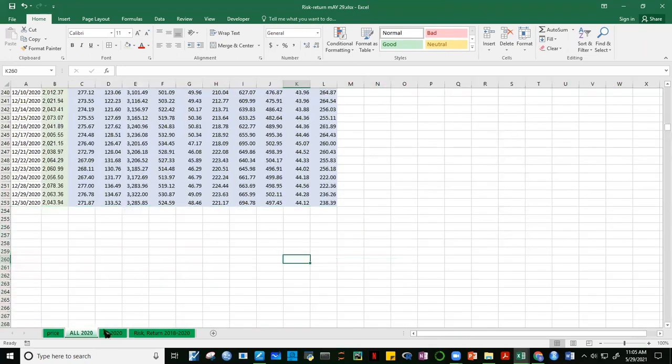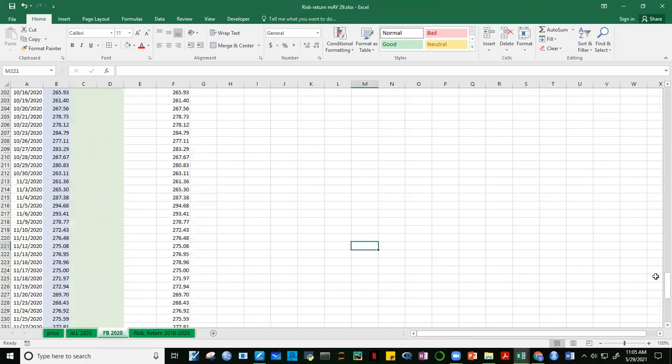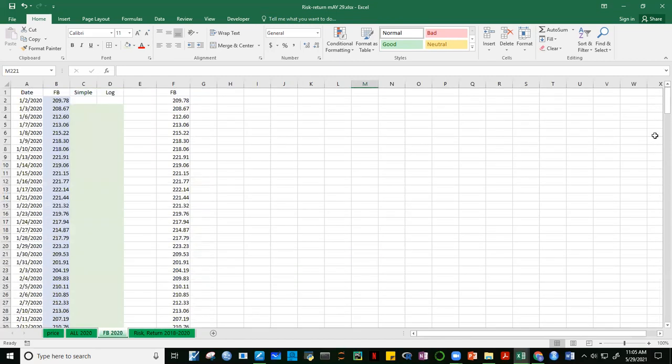Okay. So what we're going to do is, ito yung gagamitin natin. First, we need to learn how to compute for returns. So let's just take an example of one, si Facebook lang ng 2020. How do you compute for the returns?